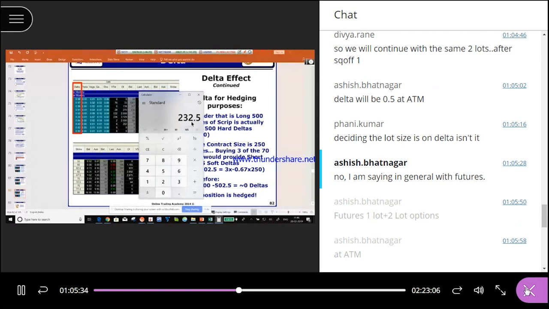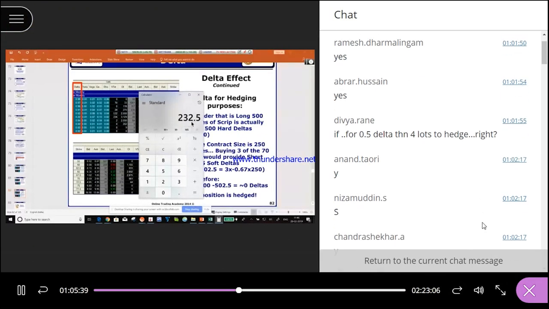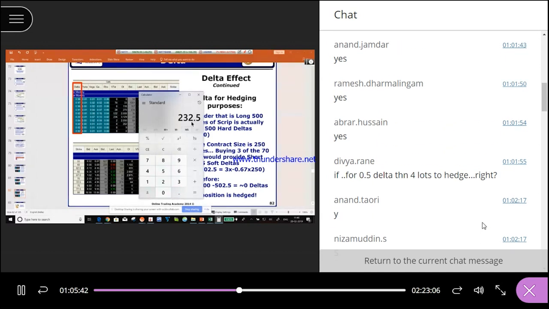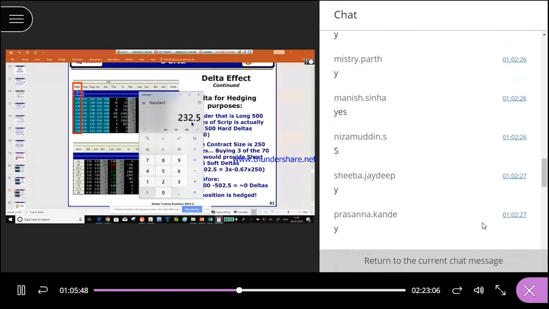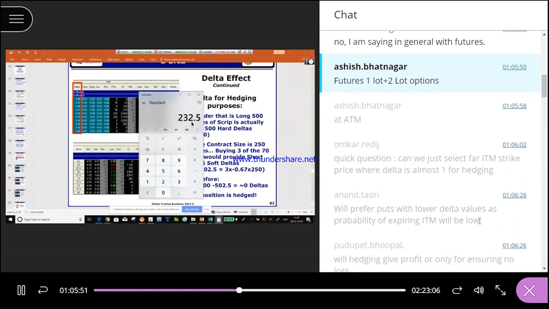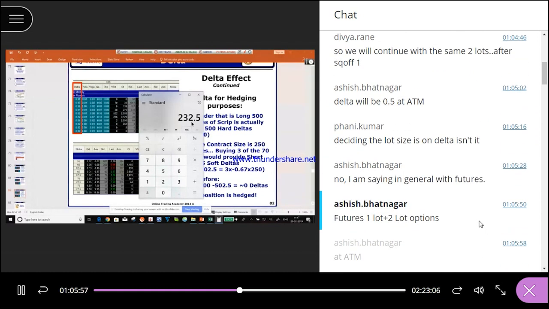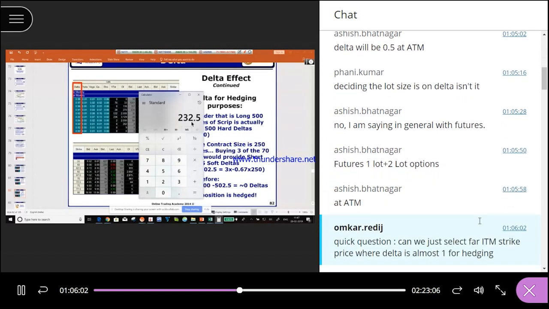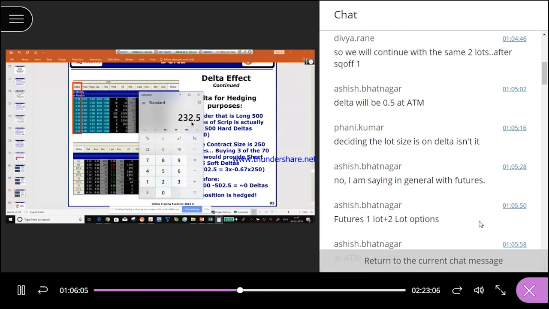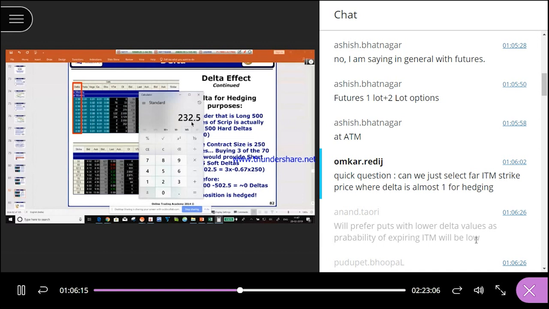How does it matter, be it futures or be it spot? Futures and stock both have hard deltas. The math will not change if you're using futures or if you're using stock. It's still the same. No, sir. Future. Yeah, yeah. Okay, okay. Maybe you're right. Correct. Yeah, Ashish. Talking about futures. No problem.